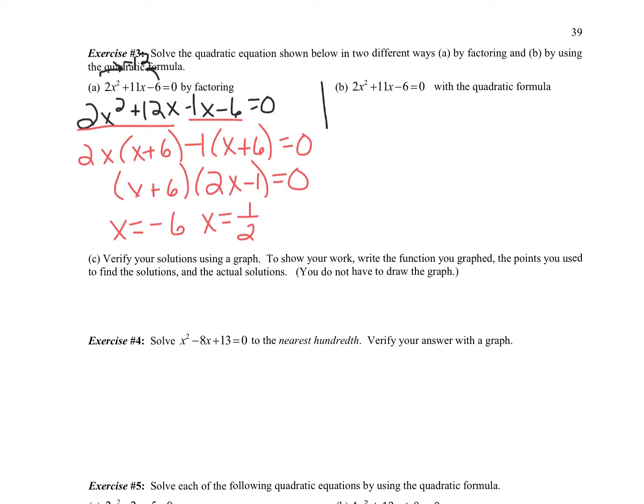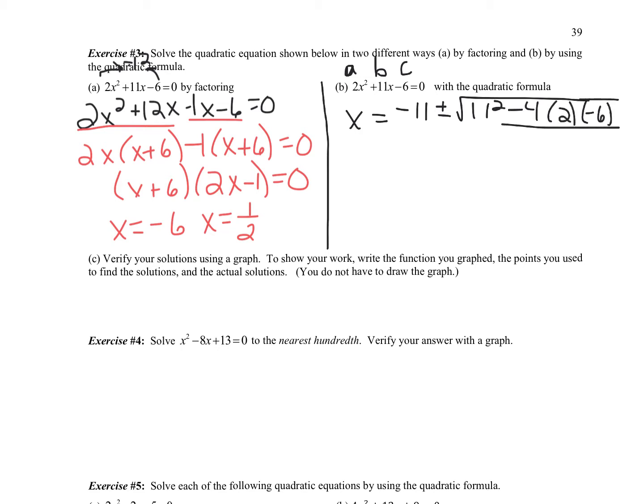Now we're going to solve this same quadratic using the quadratic formula. So my a, b, and c values are 2, 11, and negative 6. With the quadratic formula, I want negative b plus or minus the square root of b squared minus 4ac over 2a, so that's 2 times 2. And the simplifying would give me negative 11 plus or minus, this simplifies to 169 over 4.